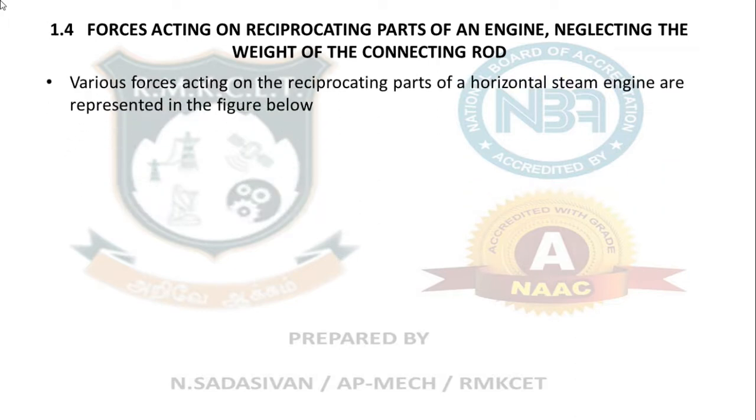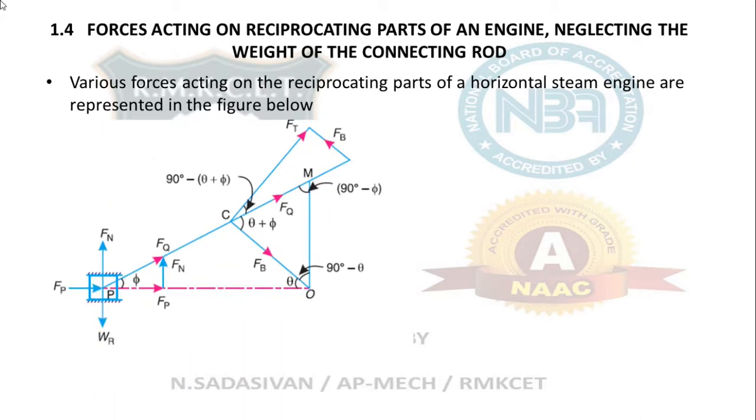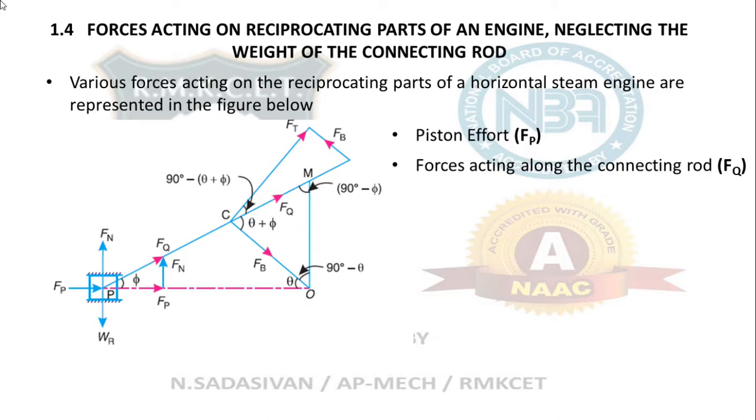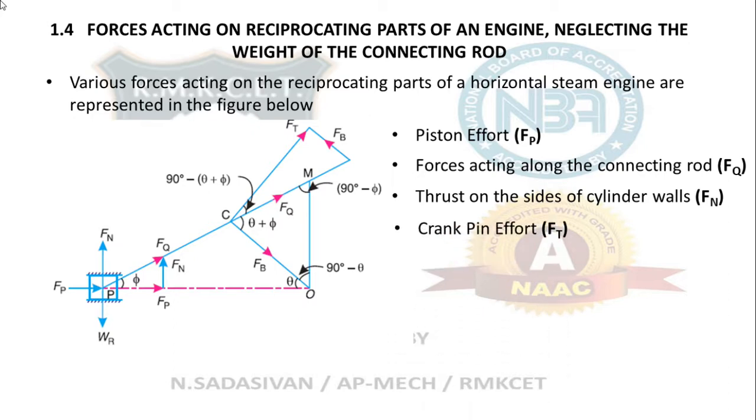Various forces acting on reciprocating parts of a horizontal steam engine. The same diagram is given here. So what are all the forces we are going to derive? Let's see it one by one. Piston effort Fp, force acting along the connecting rod Fq, thrust on the sides of the cylinder walls Fn, which is a reaction force, crank pin effort Ft, and thrust on the crankshaft bearing Fb.